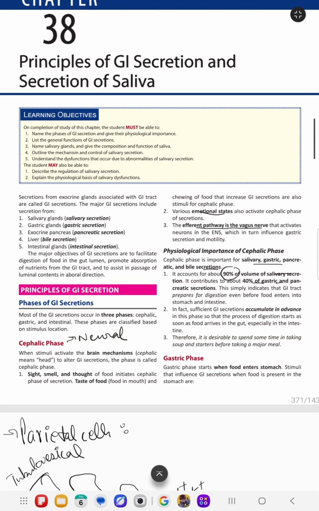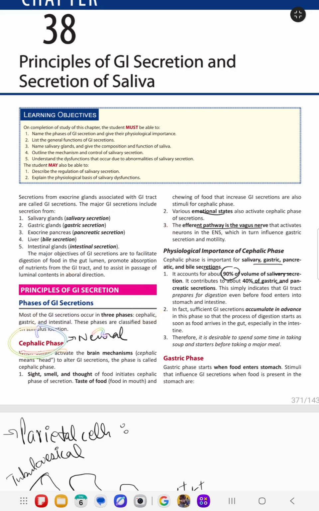Coming to the principle of GI secretion and secretion of saliva. If there comes a question on GI secretions, they occur in three phases: cephalic, gastric, and intestinal. Cephalic, like the name suggests, is related to your head. Gastric is the stomach. Intestinal is the small and large intestine.